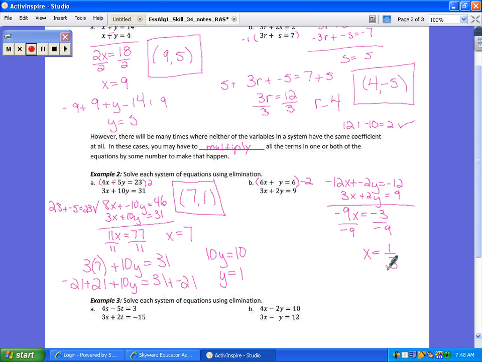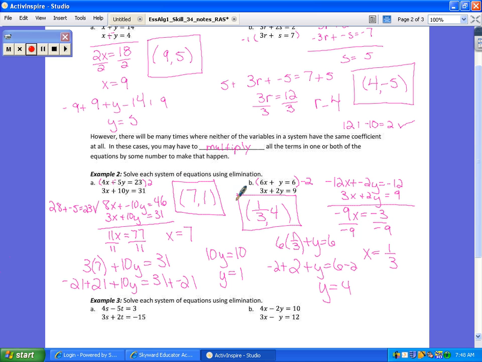Now, again, I can choose either equation. I'm going to choose the top equation. So 6 times 1/3 plus y equals 6. So 2 plus y equals 6. So I'm going to add a negative 2 to both sides. And I get y equals 4. So once again, alphabetically, x, y.